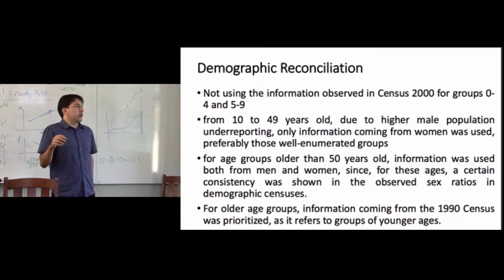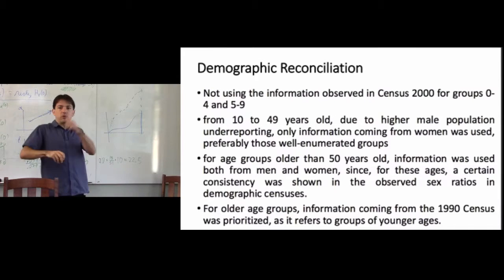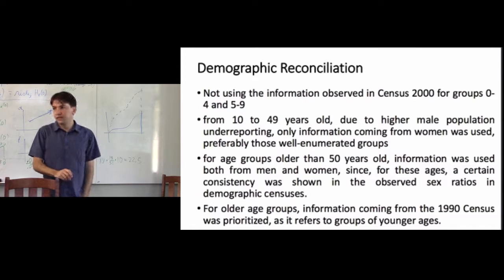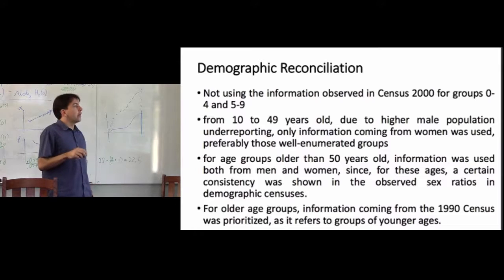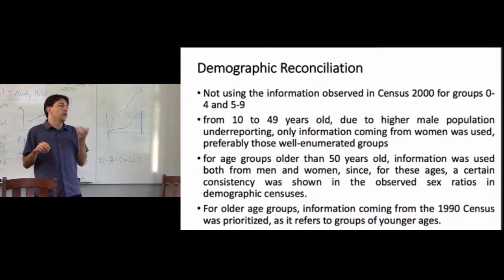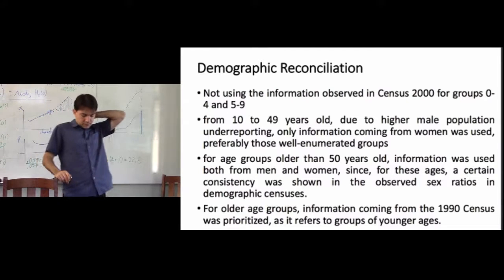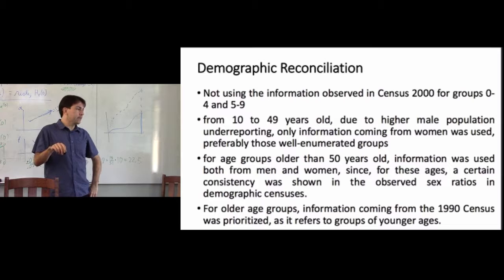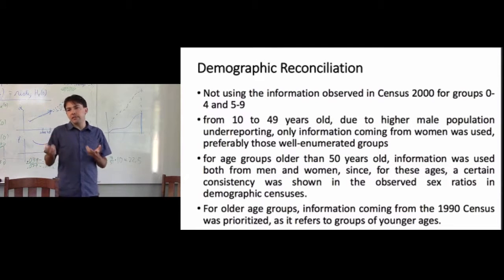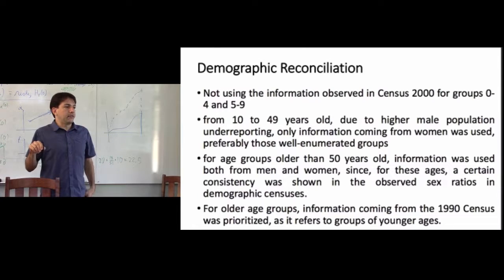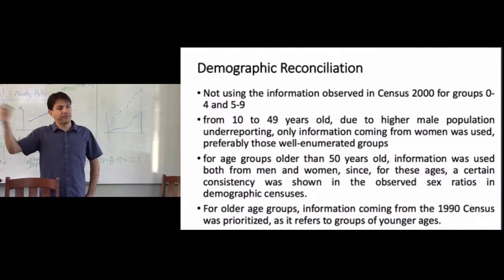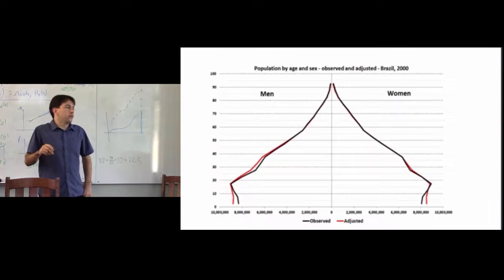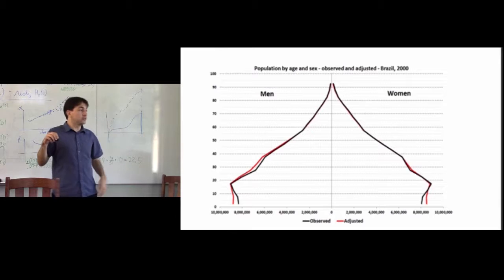we were more likely to use the information for women, and then we could estimate the population for men based on the sex ratio. And for age groups older than 50 years old, we tended to use the census from 1990, because it refers to younger age groups, and we understand that, for example, for the group from 50 to 55 in 1990, the information declared is more reliable than for 70 to 75, 20 years later. So those were basically our decisions, and then we have this final graph.